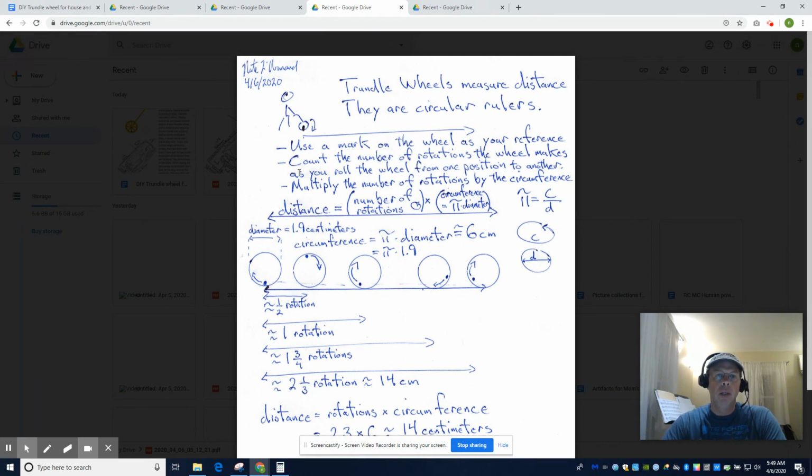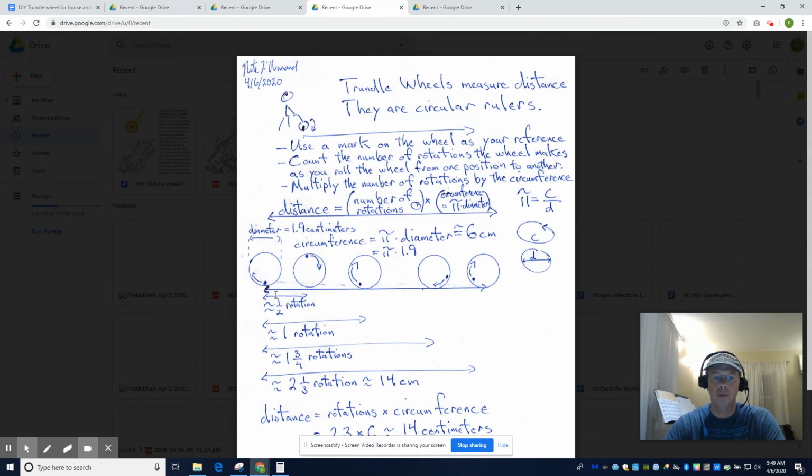So you just take the number of rotations the wheel goes through as you move from one position to the next, and you multiply the number of rotations by the circumference of the wheel. And that's really all there is to it. That's how far your trundle wheel has moved.